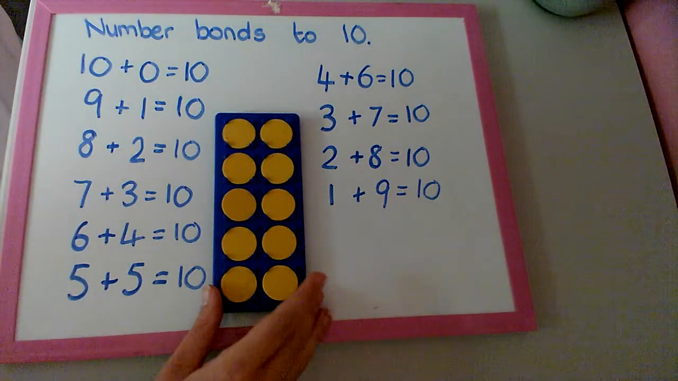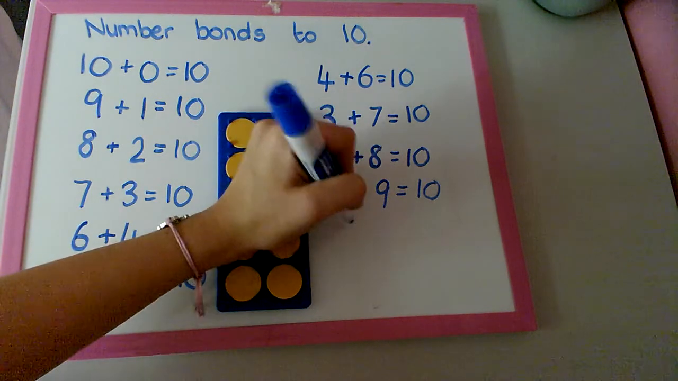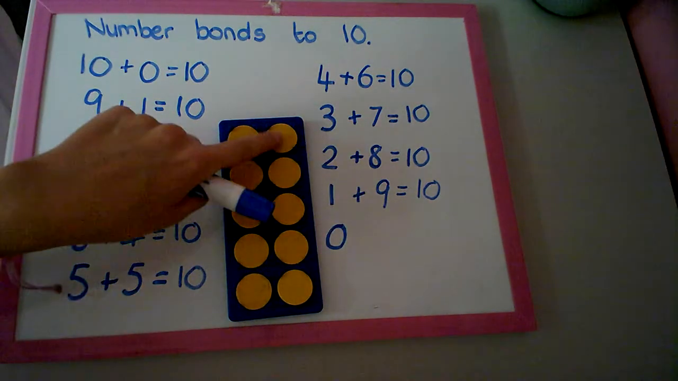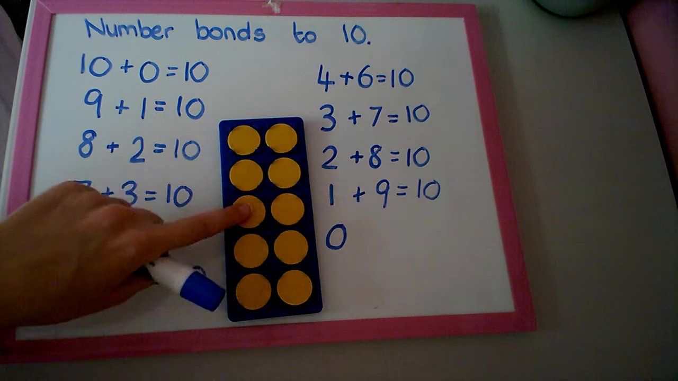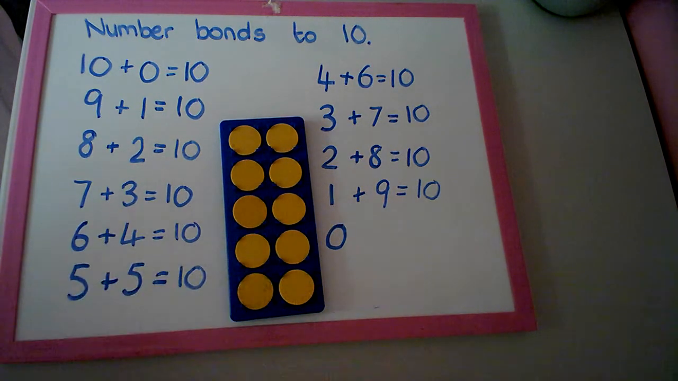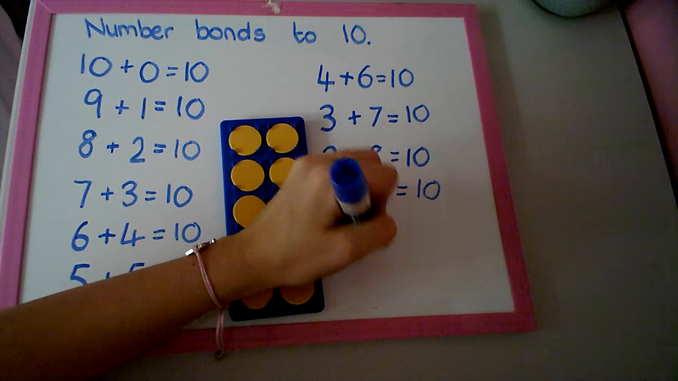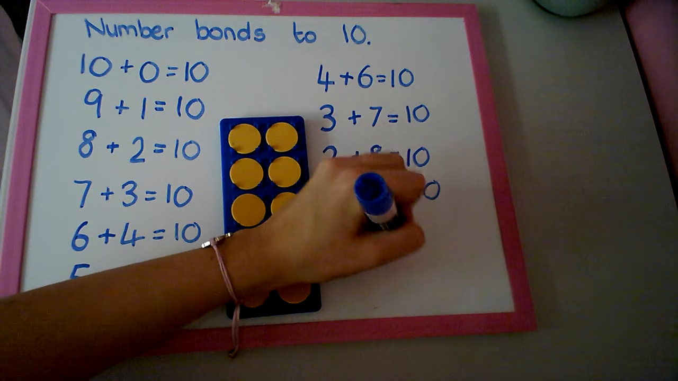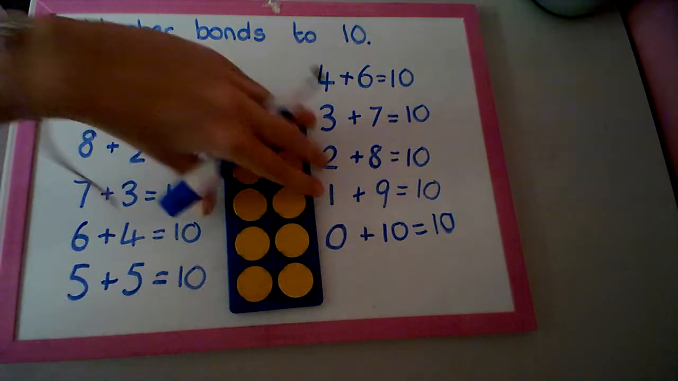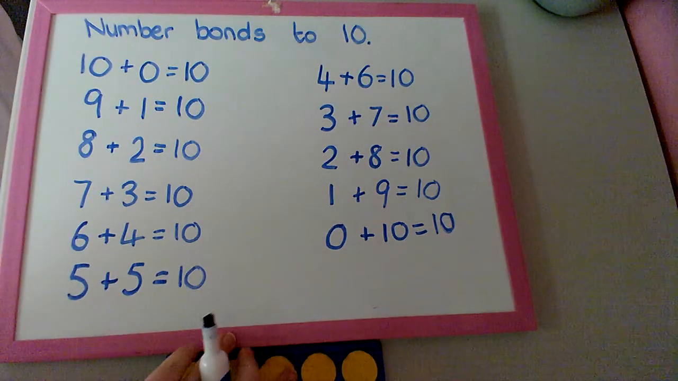How many red counters do I have? I have 0 red counters. How many yellow? 1, 2, 3, 4, 5, 6, 7, 8, 9, 10. So 0 add 10 equals 10.